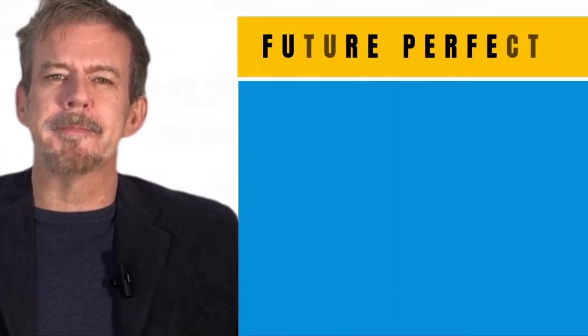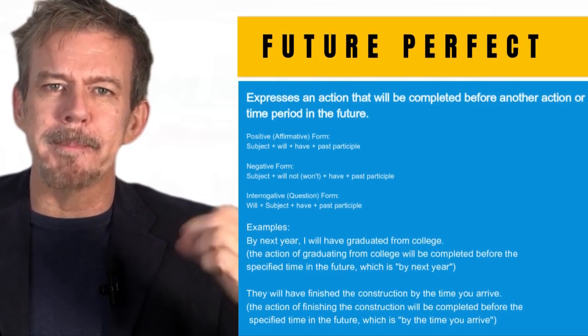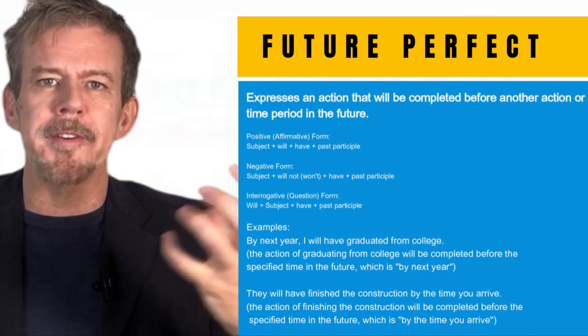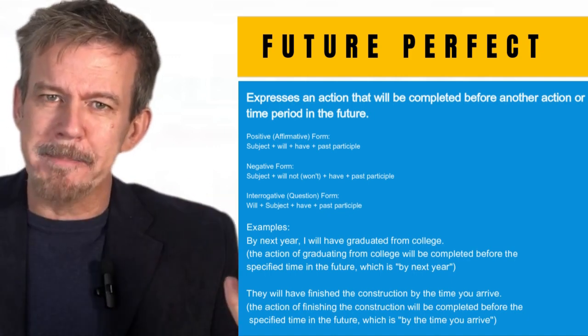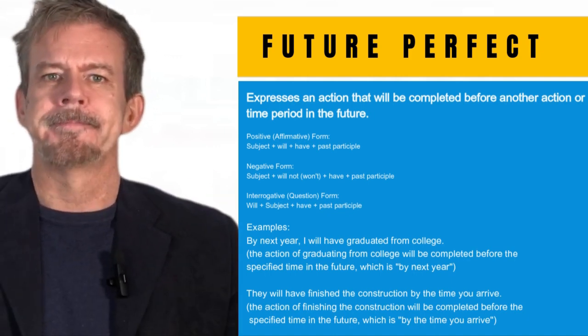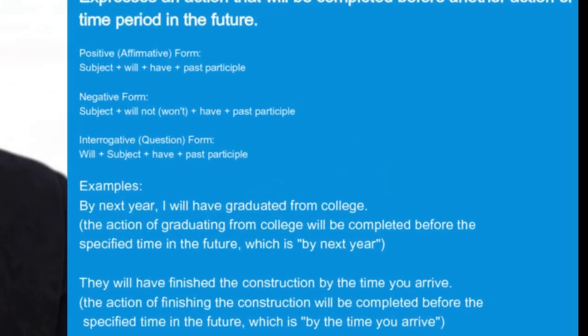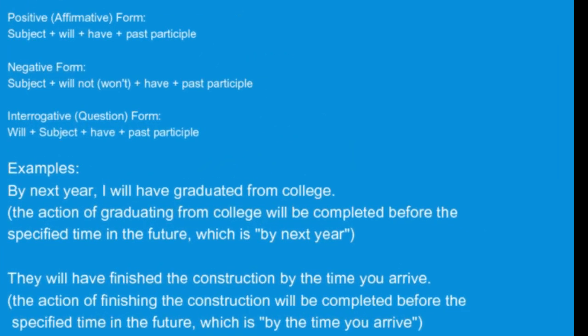Future perfect expresses an action that will be completed before another action or time period in the future. So, examples. By next year, I will have graduated from college. So, the action of graduating from college will be finished, will be completed by a specific point in the future, which is by next year.